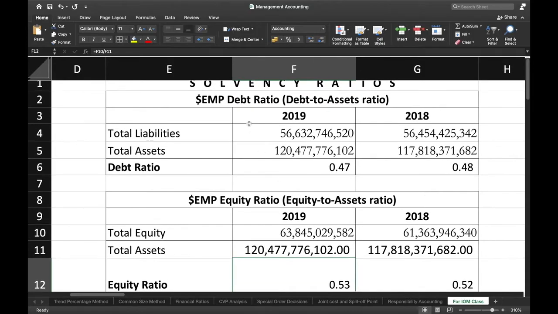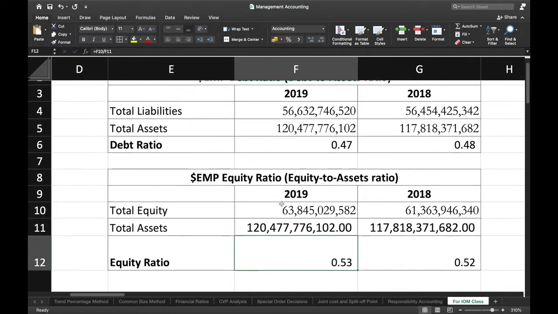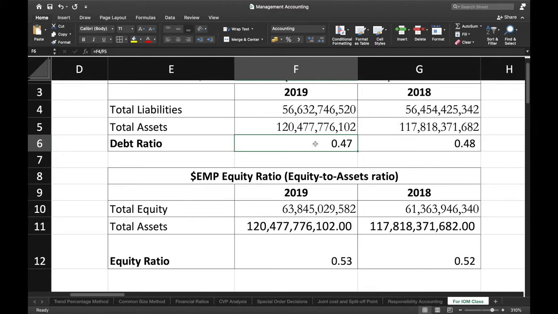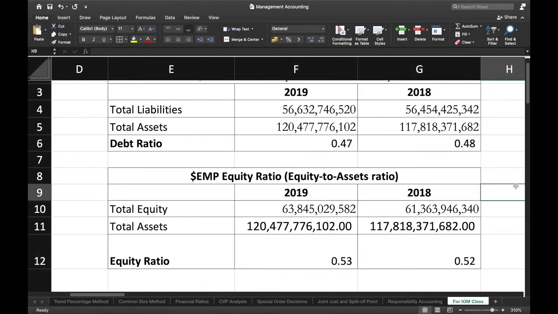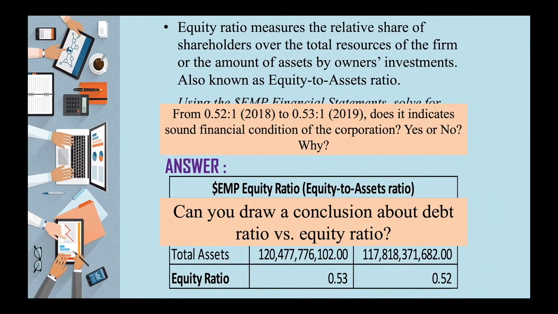Meaning, debt ratio is inversely proportional to the equity ratio. Again, debt ratio is inversely proportional to the equity ratio and they should be equals to 1. 0.47 plus 0.53 is equals to 1. Ayan, exacto 1 sa baba. Same with 0.48 plus 0.52. 100%. So that is the relationship of this debt ratio and the equity ratio.